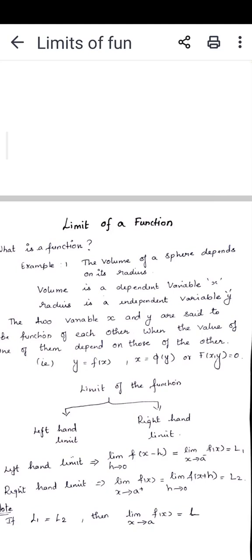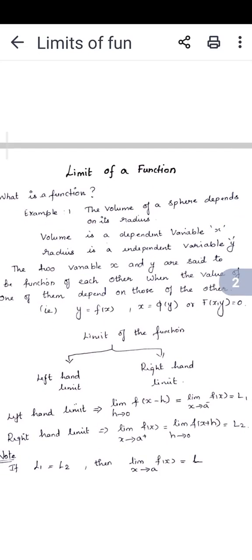When you come to the right hand limit, the limit as x tends to a plus of f of x is equal to the limit as h tends to 0 of f of a plus h, which is equal to L2. So this is how we will find the right hand limit. So both approach a limit point, L1 and L2. When this L1 and L2 are the same, we say that the limit exists. Otherwise, we say that the limit does not exist. So we will see a small example for this definition.